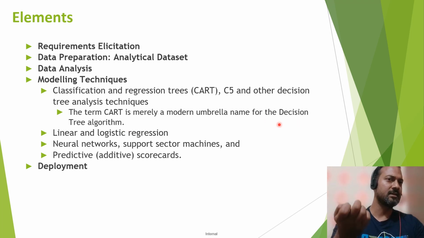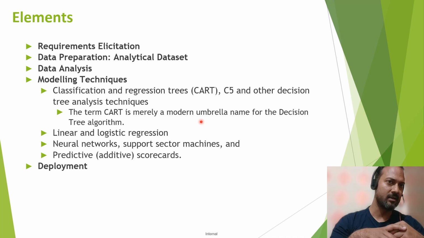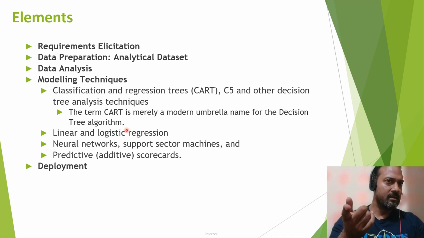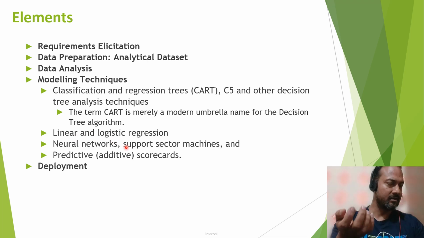So the decision tree algorithm itself is known as CART, classification and regression trees. For the decision tree, I will put a link on top somewhere here. You can find the link and go through it to understand decision modeling or the decision tree in detail. For CART analysis, I'll give you one example in the next slide. But before that, let's finish this up: linear and logistic regression.